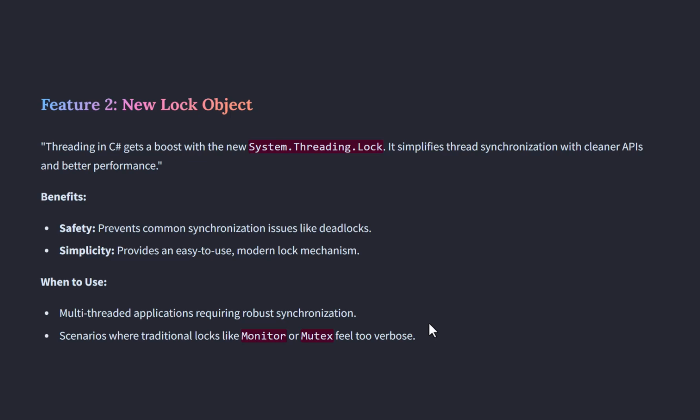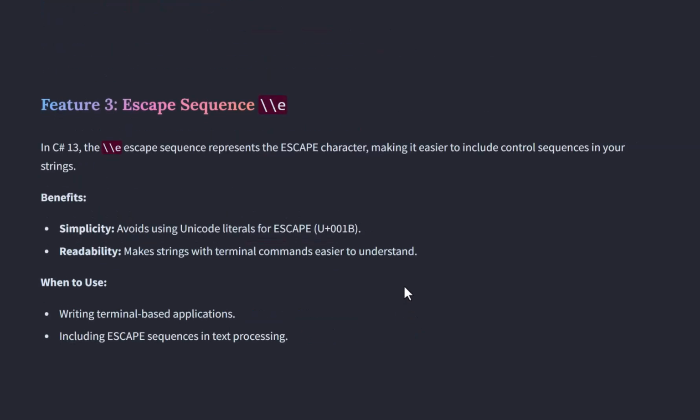When to use this one? In multi-threading applications to protect shared resources, when you need efficient and concise thread synchronization. Let's move to feature number 3, which we call the escape sequence. That one is going to solve the lack of a standard escape sequence for the escape character, which made handling control characters more verbose and error-prone.